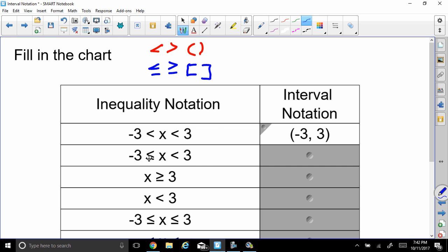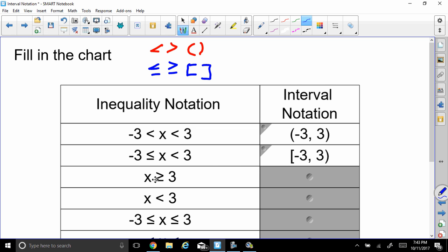How about this one? It looks a lot like that one, but the only difference I noticed is there's an equal to sign underneath it. So remember, when we use equal to, we're using the braces. So this is going to have a brace in front of the -3, but this one used the less than symbol, so we're going to have a parenthesis around that. So it's almost the same as that one, but you have a brace in the front.